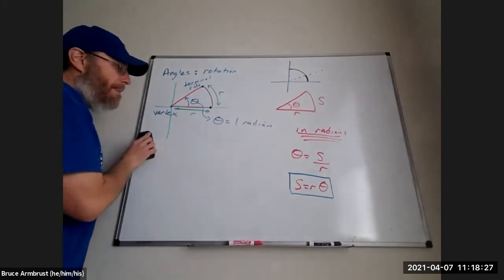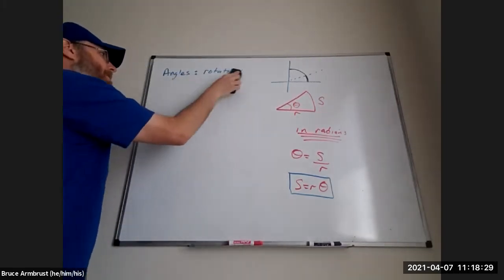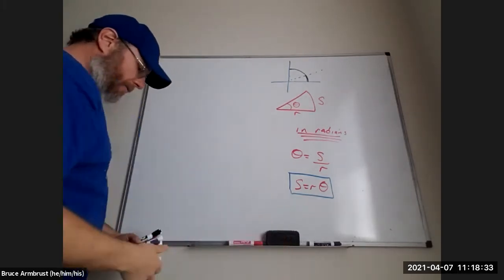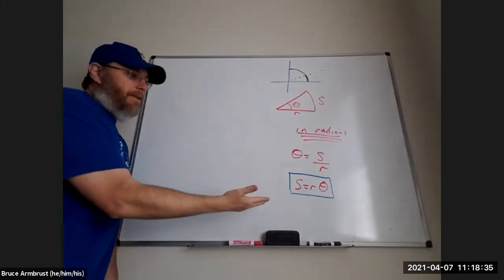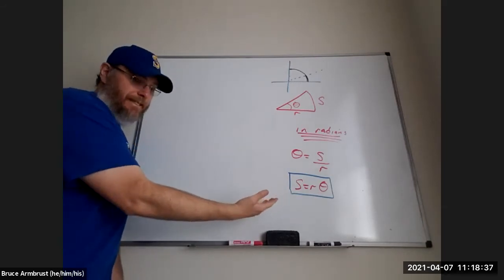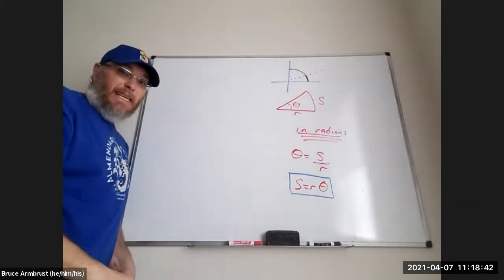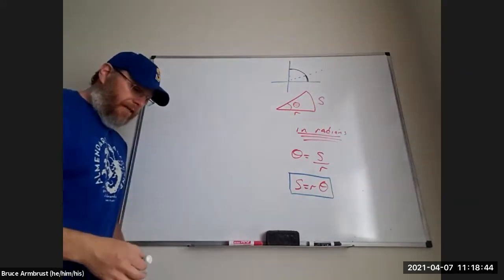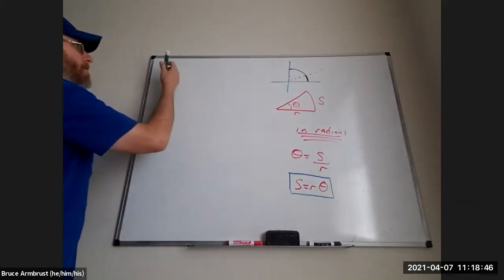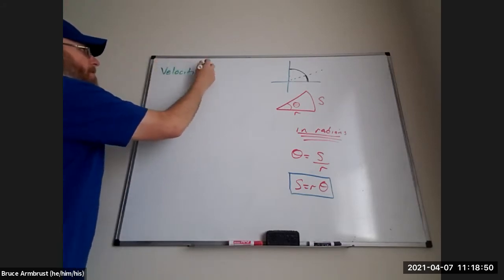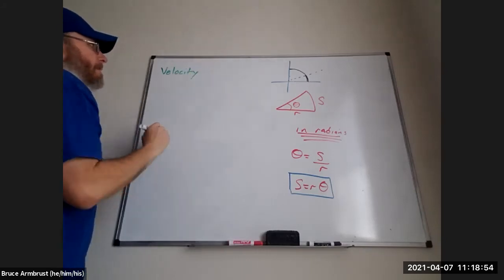Now, there are actually some nice applications to this for things that are moving around in circles. This represents a relationship between distances. Let's look at a relationship between speeds or velocities. I don't know how much you know about this stuff, so let me just bring this back a little bit. So velocity.